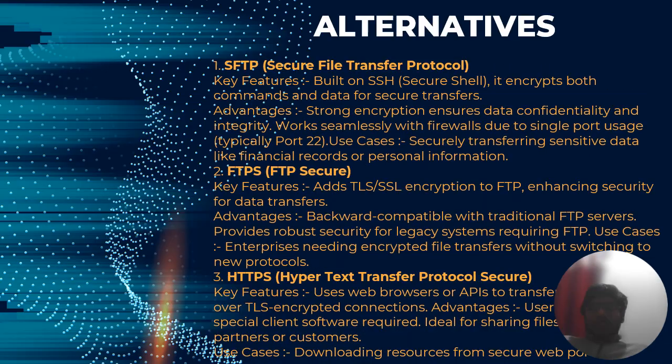The alternatives are SFTP, which is the Secure File Transfer Protocol. It is built on SSH and can support commands and data for secure transfers. FTPS, which is FTP Secure, adds TLS or SSL encryption to FTP, enhancing security for data transfers. HTTPS, which is Hypertext Transfer Protocol Secure, uses web browsers or APIs to transfer data over TLS encrypted connections.